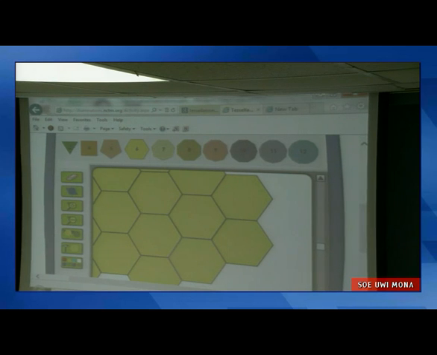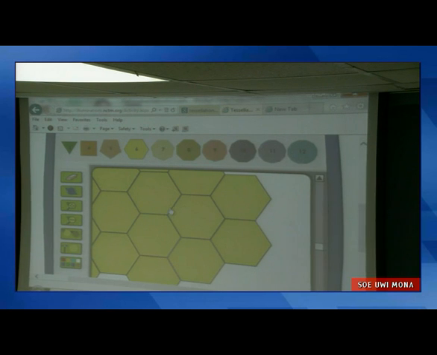Now we describe the vertex configuration using the number of sides that the polygon possesses. So for example, in this case, each vertex here, we call it 6, 6, 6, meaning that the three polygons meeting there have 6 sides. Okay?